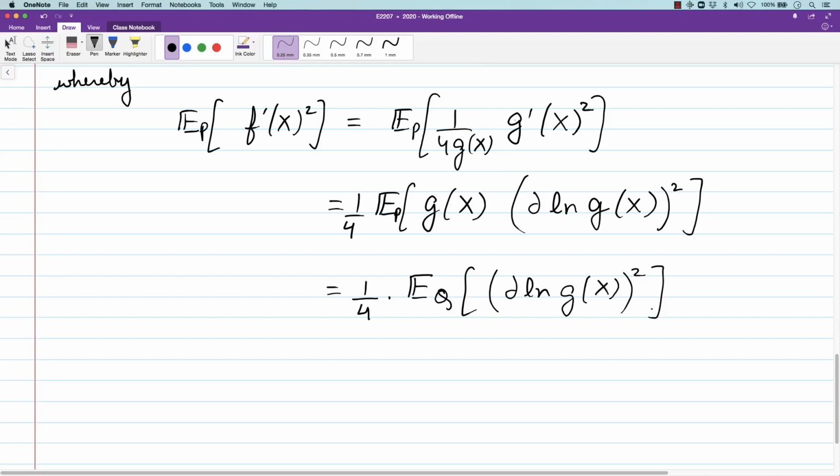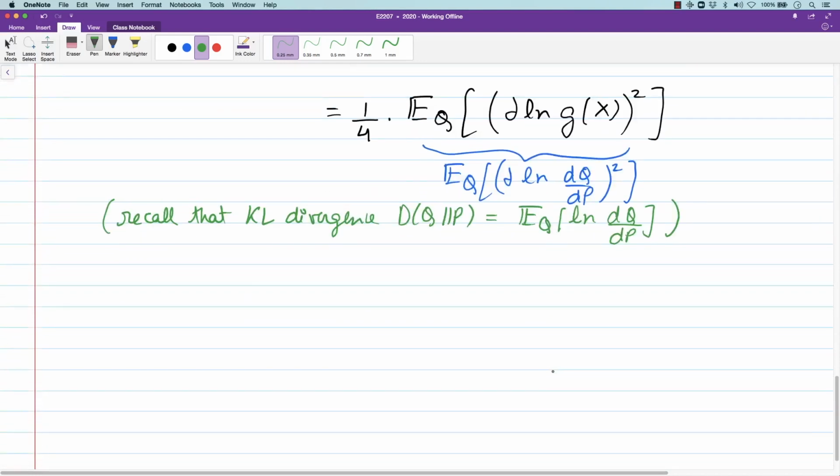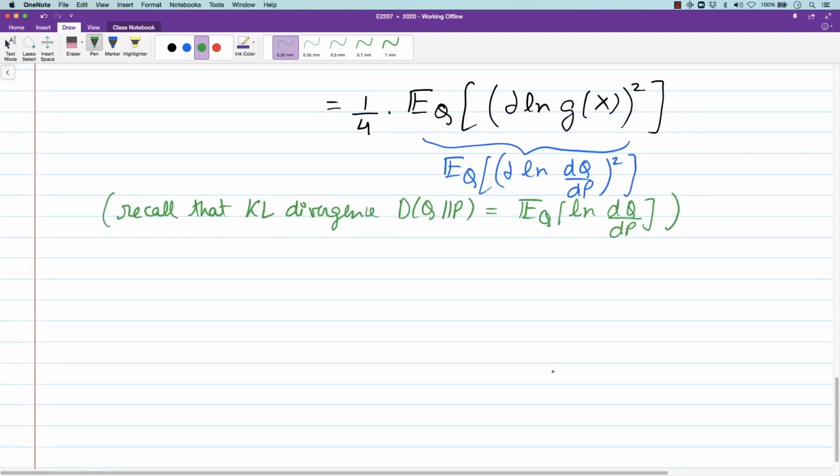Okay, right. So we can view it as follows. This guy here is the expected value with respect to q of the derivative of the log density of q with respect to p, whole square. Just for comparison, recall that the Kullback-Leibler divergence of q with respect to p is the expected value with respect to q of the log of the density. And this now looks like the derivative of the log of the density, whole square. So in that sense, this also looks like some measure of divergence between q and p. And in fact, this is also a well-studied measure, and it has a name.